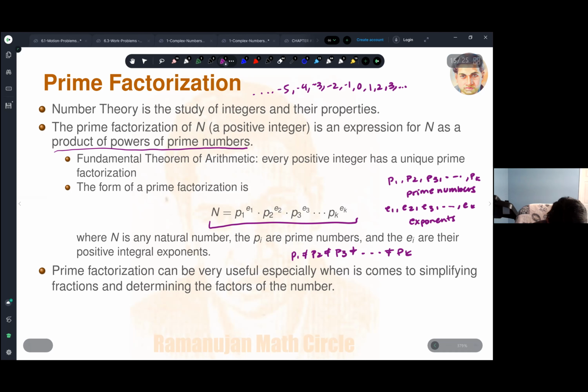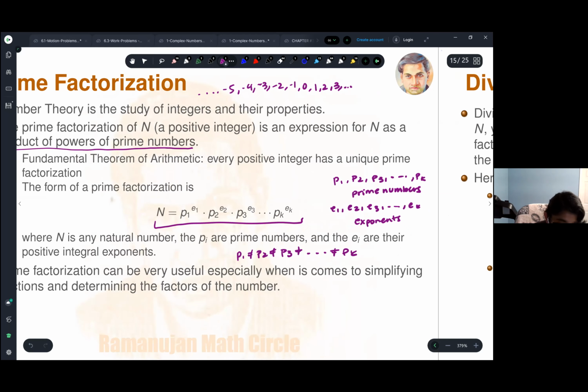Prime factorizations can be very useful. It is an important skill to be able to prime factorize a number, especially when it comes to simplifying fractions or determining factors of a number. If you recall, we had the n choose r and nPr formulas, and in those cases, prime factorizing a certain number can be useful to cancel out the numerator and denominator, for example. That's just one example of using prime factorizations. There are many other ways. And it ties in also with divisibility, which we're covering next.